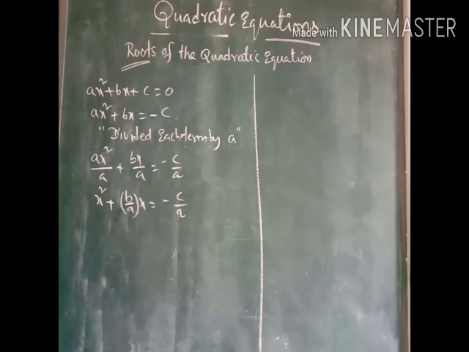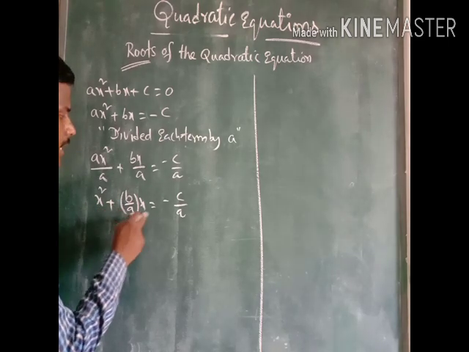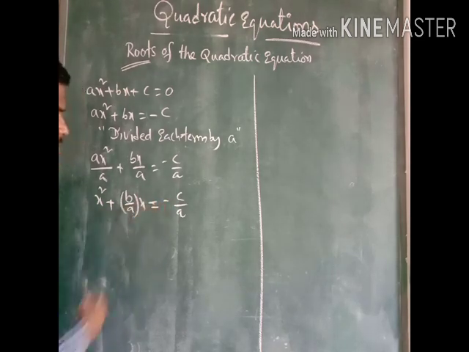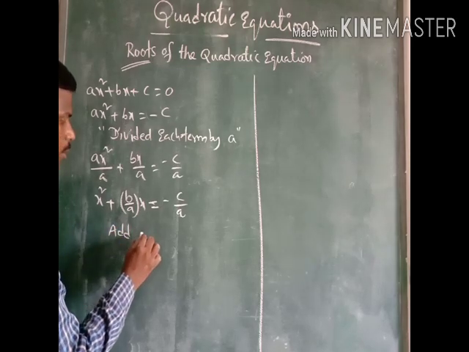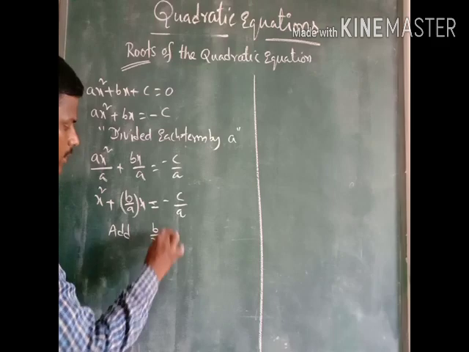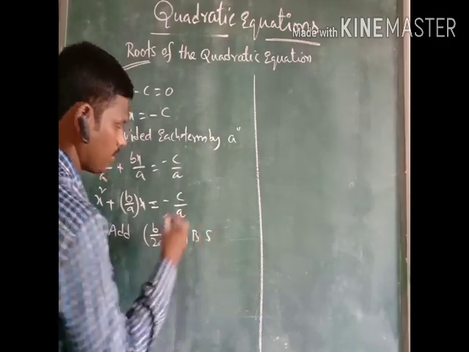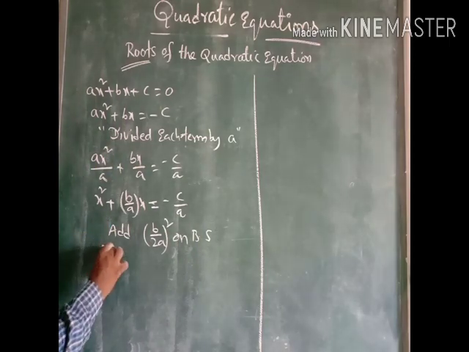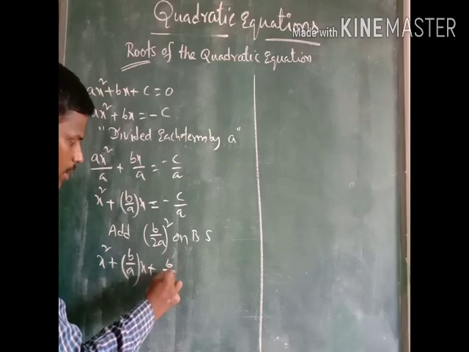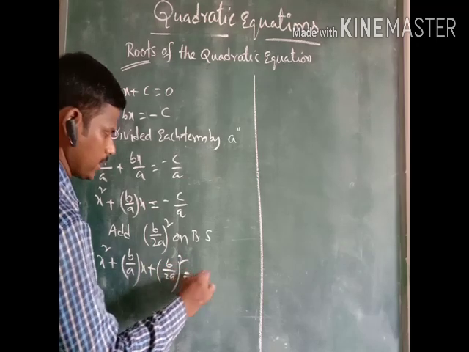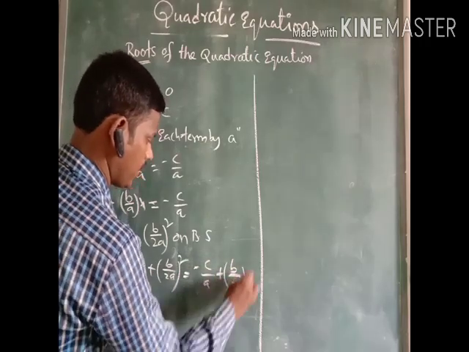Are you understanding, children? Okay. Now here x square plus b by a into x is there, and here minus c by a is there. So I will add b by 2a whole square on both sides. So the answer here: x square plus b by a into x plus b by 2a whole square is equal to minus c by a plus b by 2a whole square.